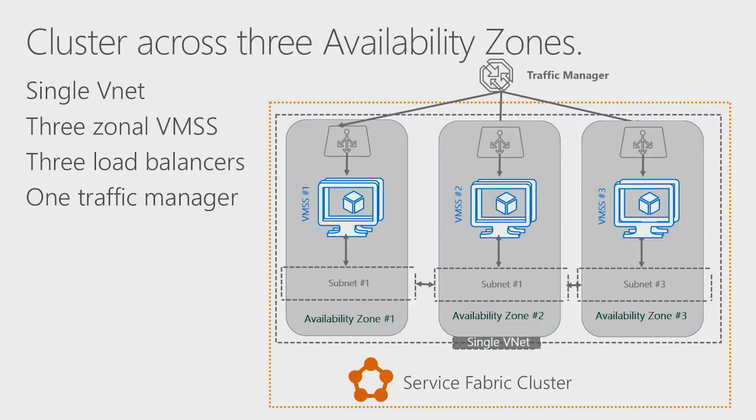And with Service Fabric, there's one Service Fabric cluster that is able to monitor all the machines across that system. So if one of these availability zones goes down, Service Fabric will recognize that and start to move the services to the other 2 availability zones.